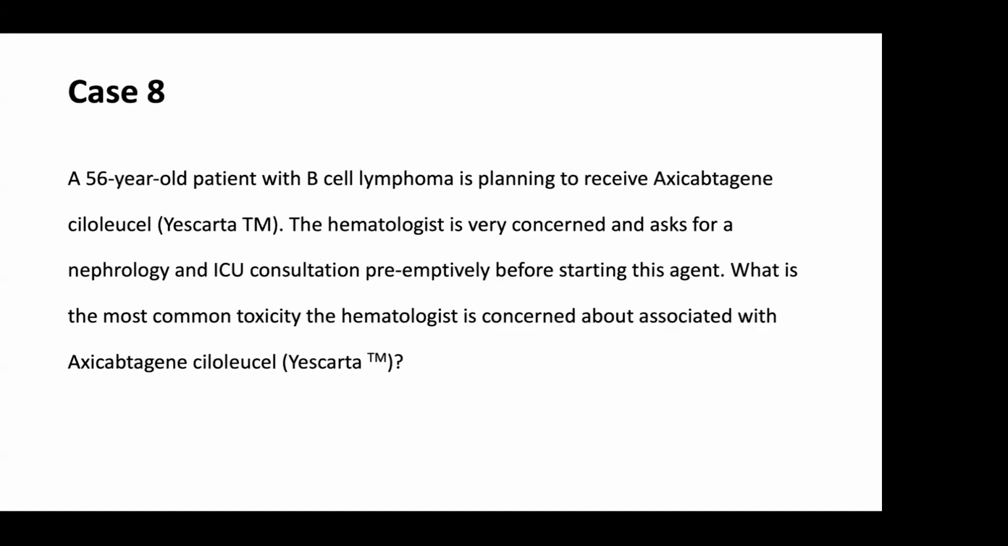And if you have read the new NEJM paper, CAR T cell therapy is also being used in the treatment of certain immunological disorders, especially rheumatoid arthritis and SLE. So this is a 56-year-old patient who has a history of B-cell lymphoma and is being planned to receive the axi-cel, which is actually a formulation of CAR T cell, which is genetically engineered.